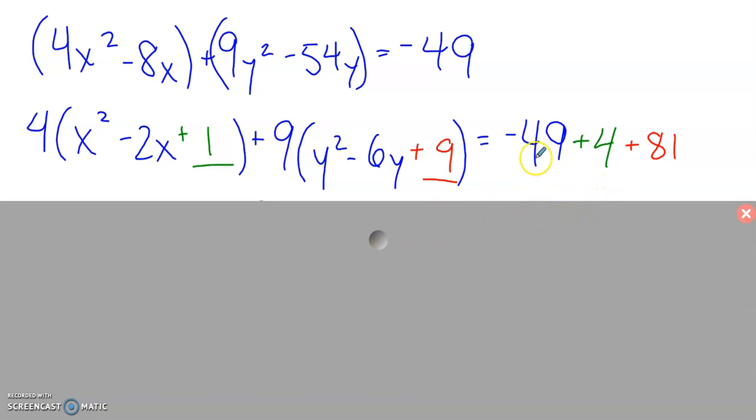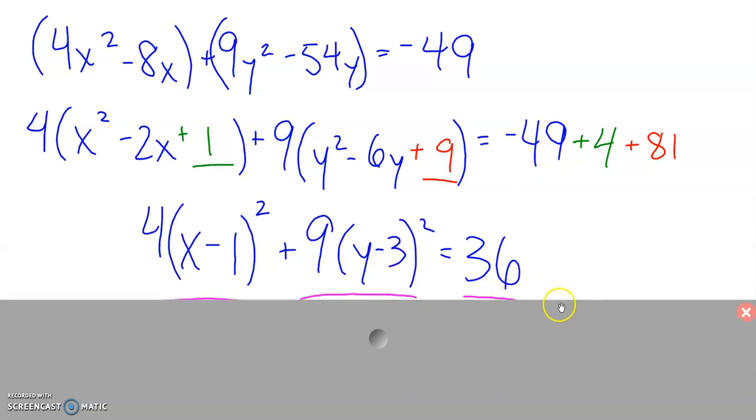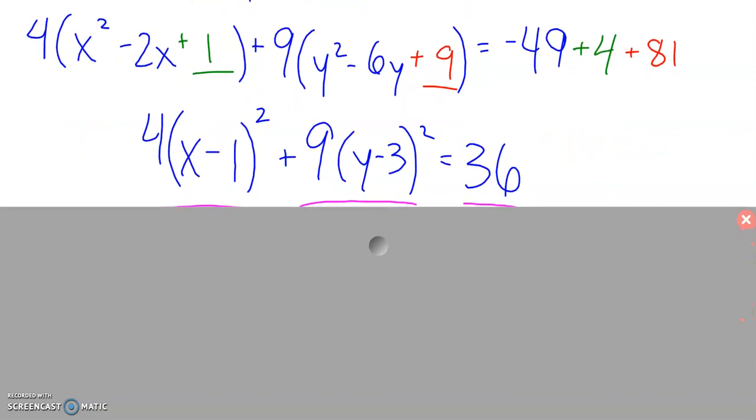From here, though, I can just simplify this side by adding those numbers together to get 36, and then I factor these. That's the whole reason that I completed the square, is because now this is factorable into x minus 1 squared. I still have that 4 out in front. And then here, this is going to be y minus 3 squared. I still have that 9 out in front.